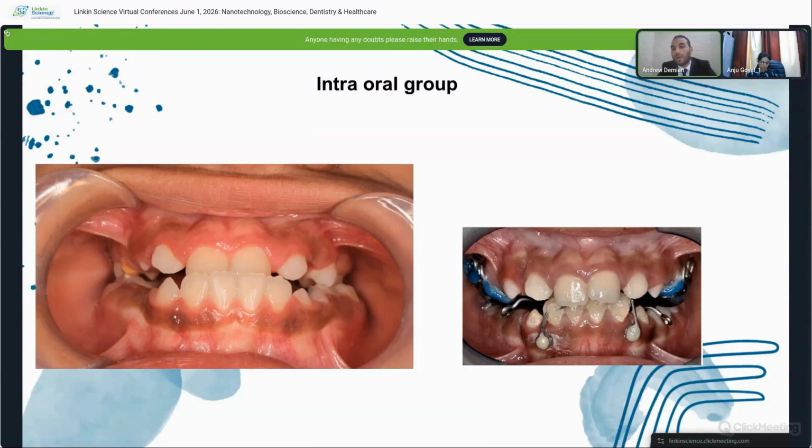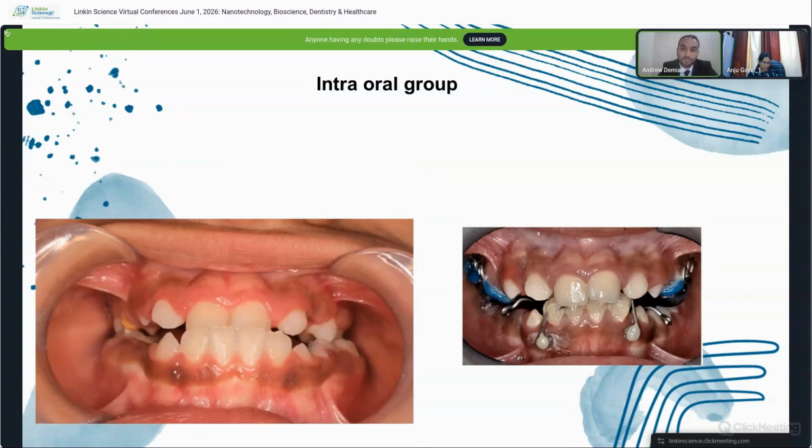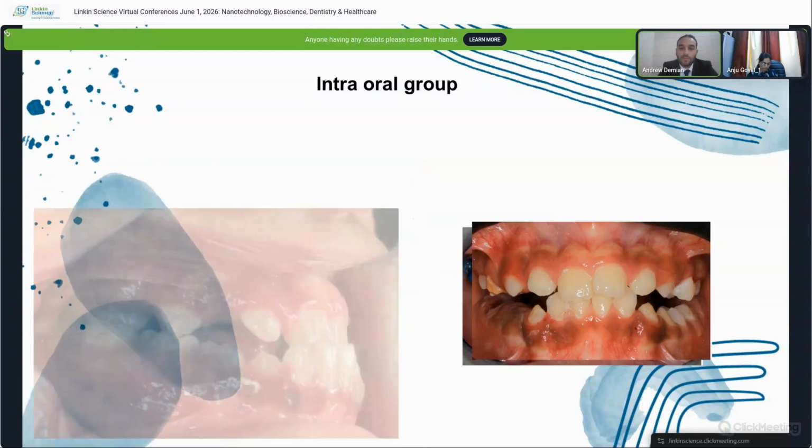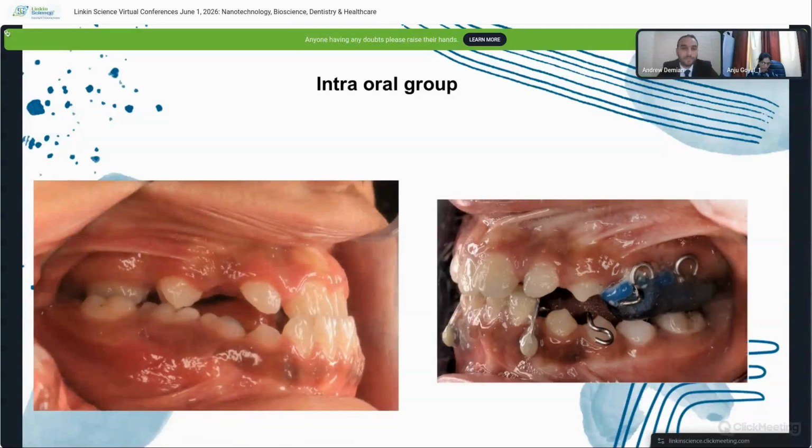This was the appliance intraorally, as you can see, the expander in the upper arch and the screws in the lower arch with the modified lingual arch. So it's a little bit invasive, like the face mask group, but still not as invasive as going through surgery. And here you can see how much improvement happened.